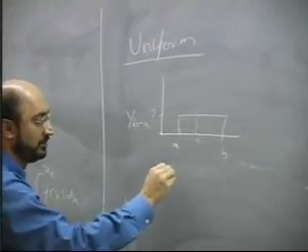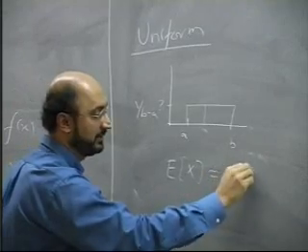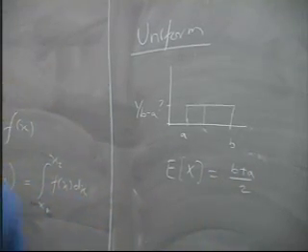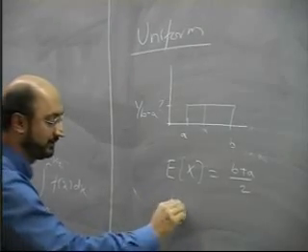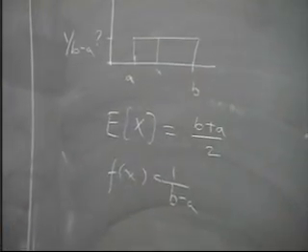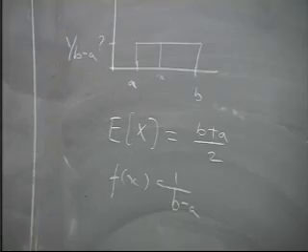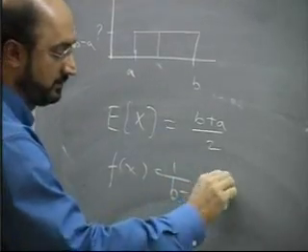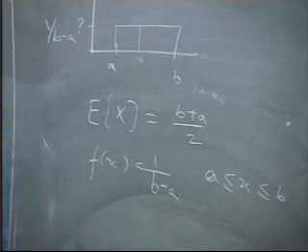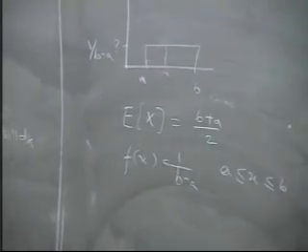The expected value of x, where x is distributed uniform, is (b plus a) by 2. This is trivial to show, and f(x) equals 1 over b minus a. That's the value of x at any point: 1 over b minus a. I'm just drawing that over here in the range a less than or equal to x less than or equal to b. Our old friend, the 0, 1 uniform, is just a equals 0, b equals 1 over here.